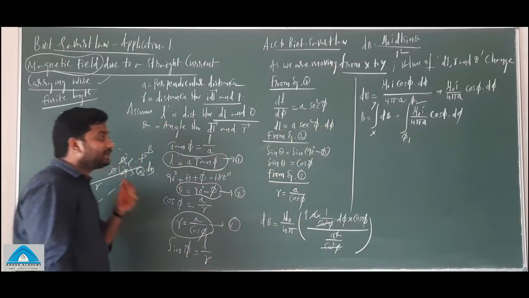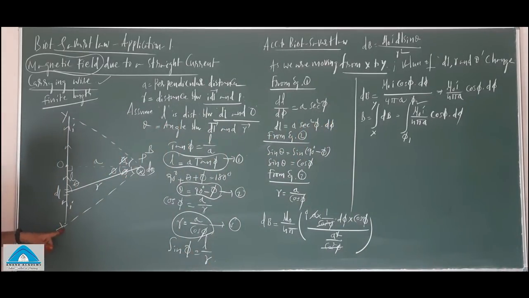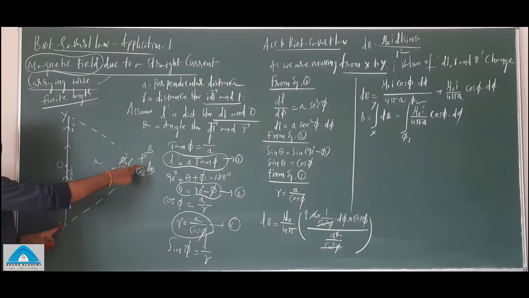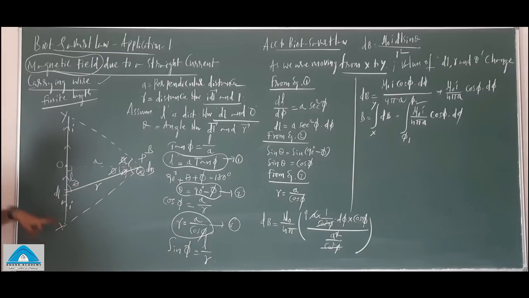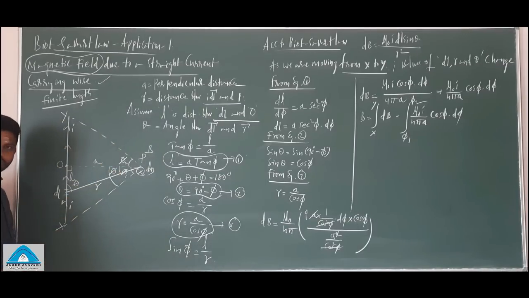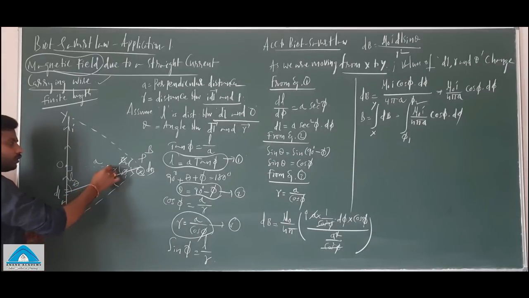Why phi 1 and phi 2 here? You can say at x, the first point of the current carrying wire is at an angle phi 1 to the point P. And the last point of the wire is at an angle phi 2 with the point P. Right? So an interesting thing. How can we find phi 1 here? So this is called phi 1. Yes or no? How can we find phi 2? This is phi 2.